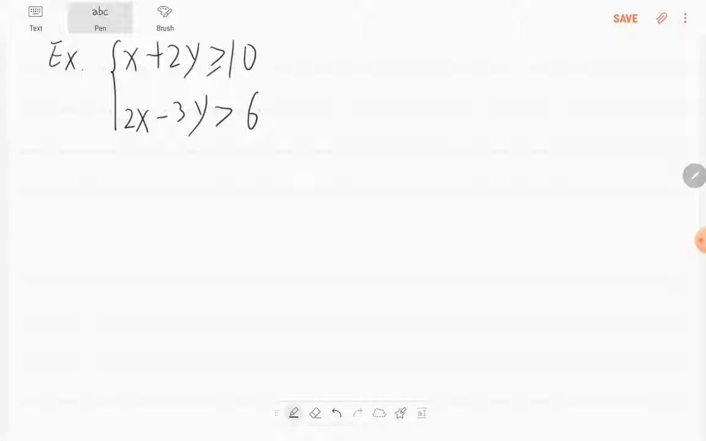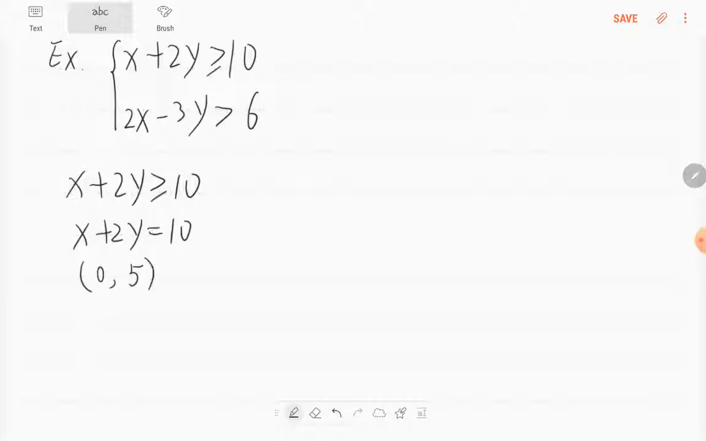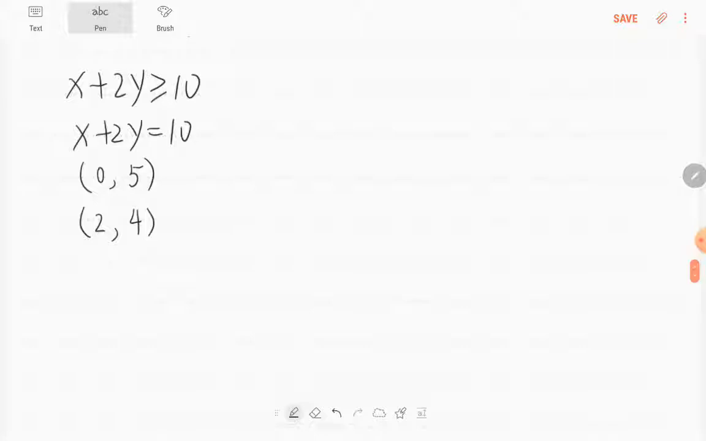Okay. So now let's still look at the first inequality. We still need to find the boundary, which is 2x plus 2y equals 10, right? So we pick two arbitrary points. For example, we can pick x equals 0, y equals 5. That's one point, right? And we can pick x equals 2, y equals 4. This is another point, right? You just pick arbitrary points for your convenience, but they should satisfy the equation, on this line.